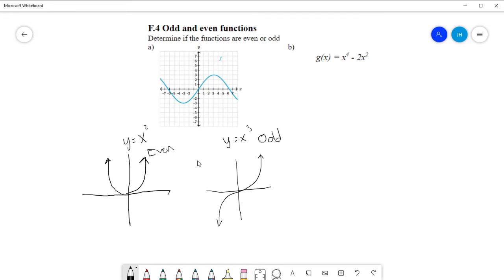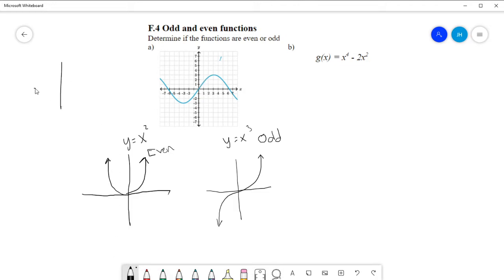Now in this function here, you can see that it looks to be not even, right? The left-hand side goes down, whereas the right-hand side goes up. When something like this is happening, it's pretty clear that it's probably going to be odd if it is anything. Keep in mind, guys, that it's possible for a function to be neither. The function doesn't have to be even or odd.